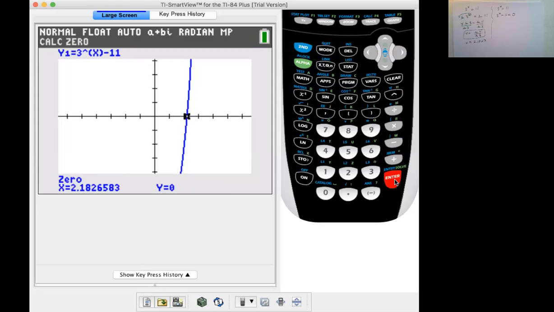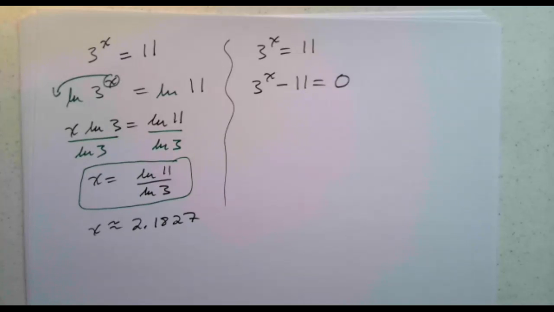Guess. 2.18265 or 2.1827, which is what we said it was. So that makes me feel pretty good that we're able to check our answer there.